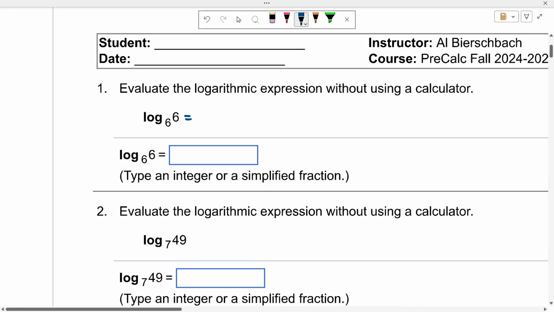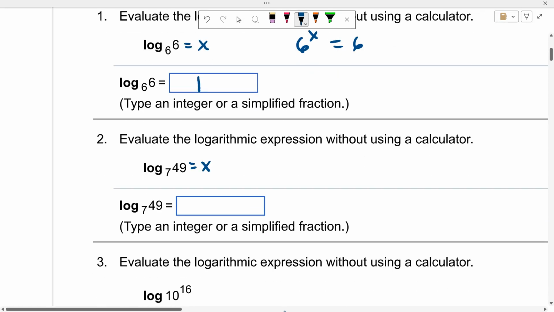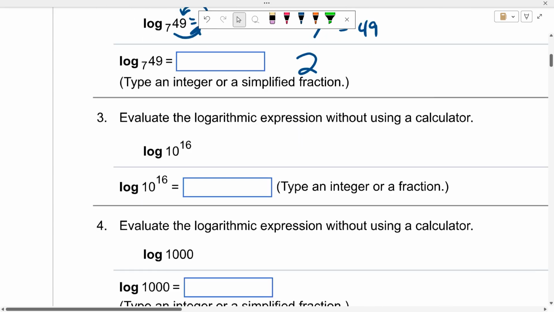So to solve a logarithm problem, you set it equal to x. So 6 to the x power equals 6. Well, 6 to the what power equals 6? 1. This one, set equal to x. 7 to the x power equals 49. This to this equals this. Okay? So x must obviously be 2. 10 to the 16th. Well, what's the base of a log without a base on it? 10. So 10 to the x equals 10 to the 16th. So x obviously equals 16.